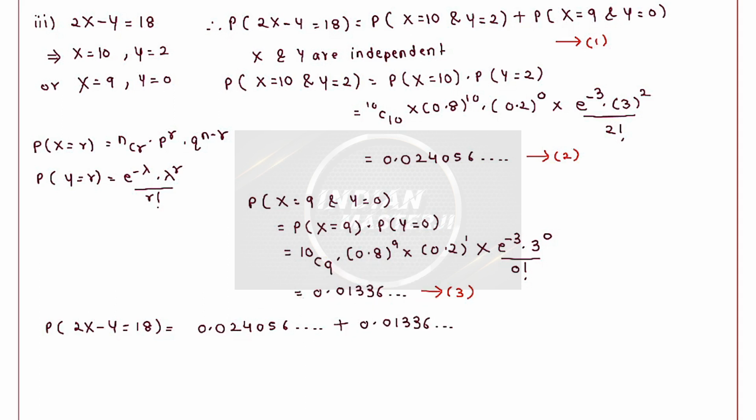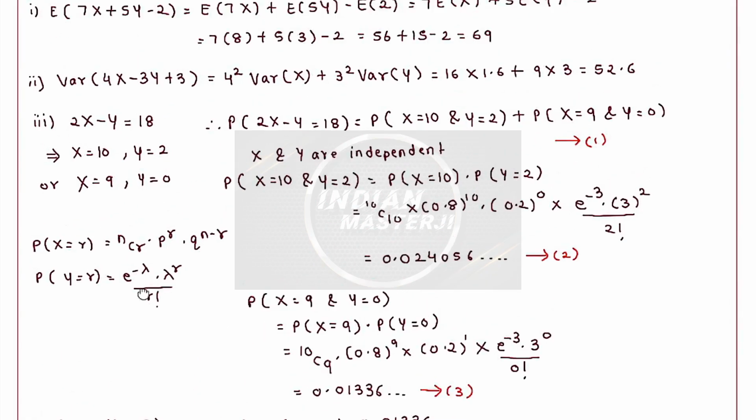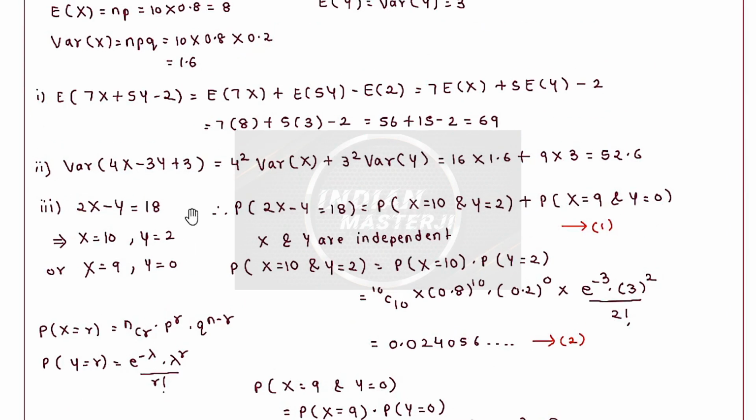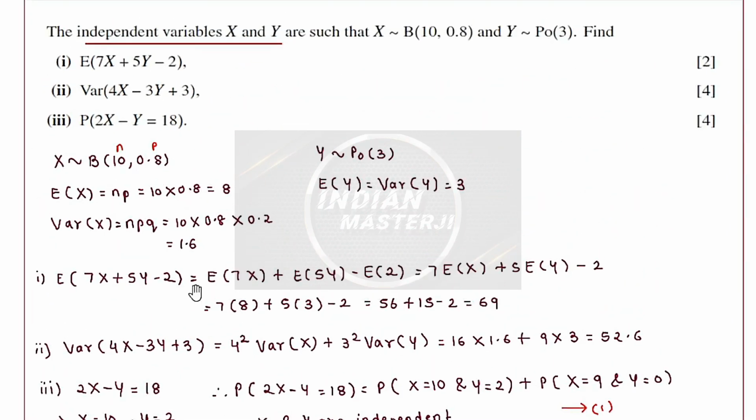0.01336. If I add up these two values, what do I get? I'll directly write it in terms of three significant figures, so I can say this is 0.0374 in terms of 3 SF. Correct? So this answers the third part also.